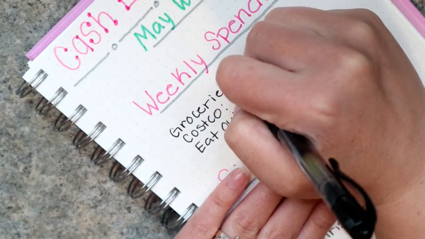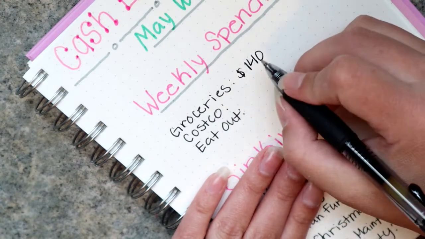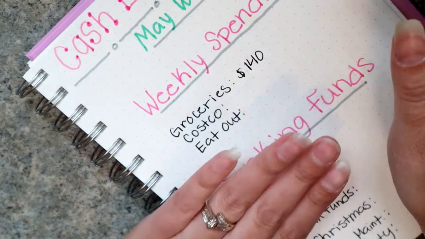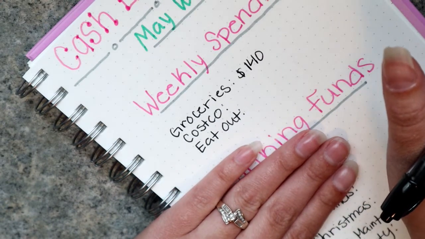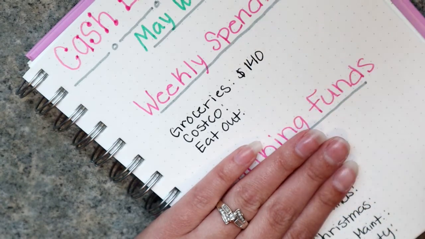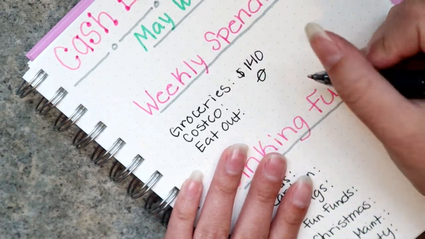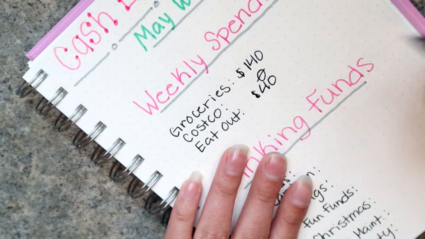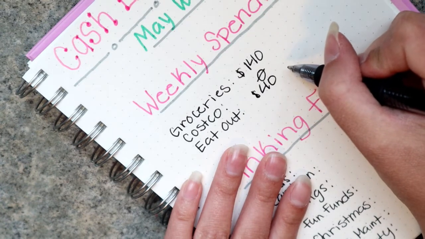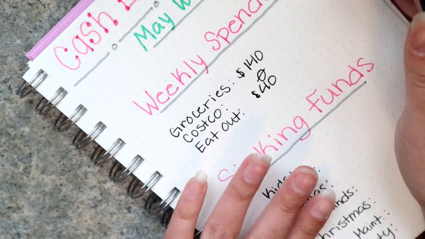So groceries is going to get $140, and that's what I usually put for groceries, and this is including toiletries, household things, cleaning supplies, just pretty much anything that you can buy at Walmart goes in this for the house or for food. And then Costco is going to get 0 because I will not be going to Costco this week. And then eating out gets my usual $40. And of course, there's 4 people in my household, so that gives us about $10 a person to eat out at least once a week.